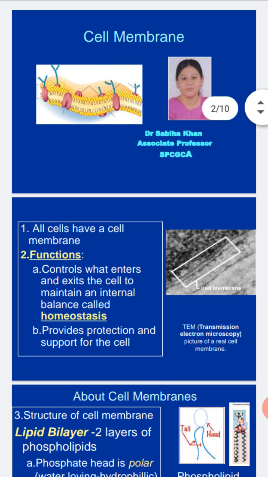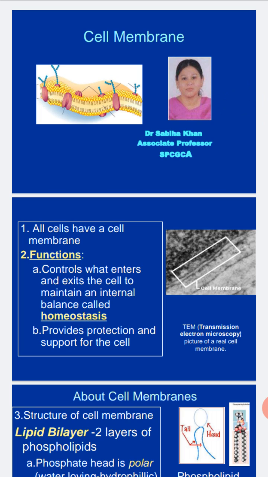So, dear students, beginning with the cell membrane. What is a cell membrane? The cells have a covering, and that covering is called the cell membrane. We can call it a plasma membrane. The general function is that it controls the entry and exit of substances within the cell.